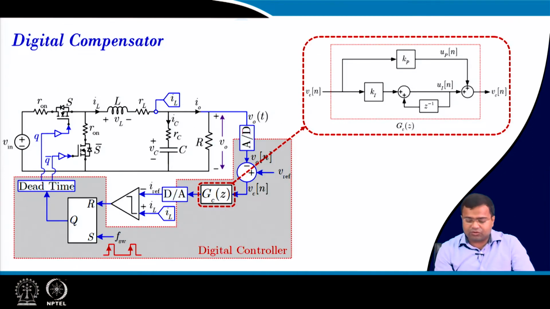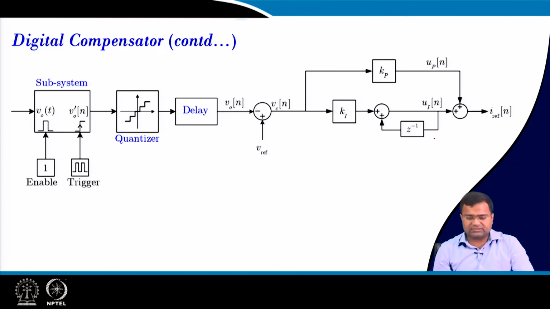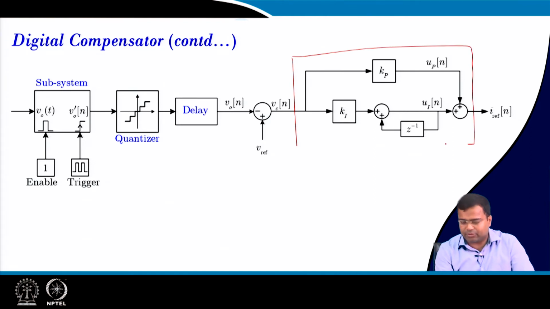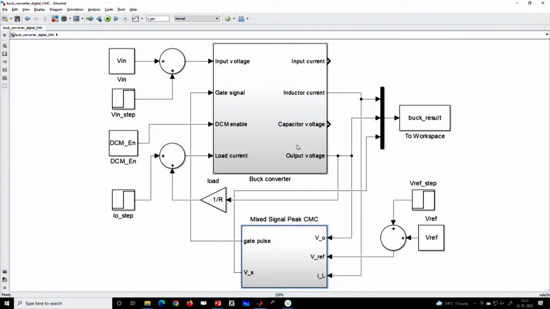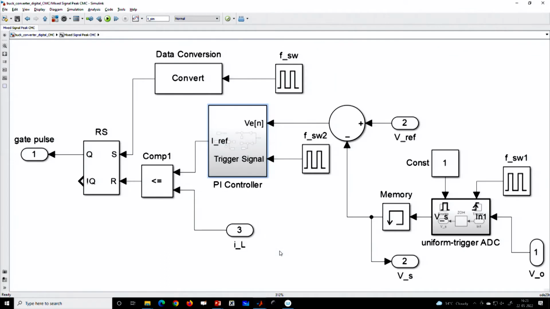Then it goes to the controller, which is a PI controller, and we have discussed this PI control implementation using a clock synchronized difference equation. That means this will be implemented using a clock synchronized block, and let us go to the MATLAB block. I will just show. This is a mixed signal architecture. Here the power stage remains the same, but the controller is different. If you go to this block, this is our A to D converter. Then here is the PI controller.